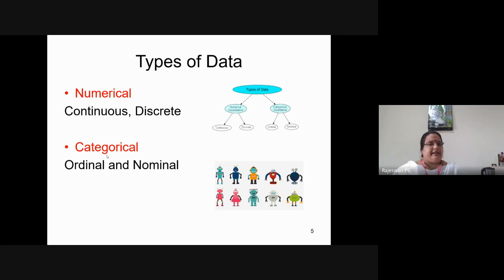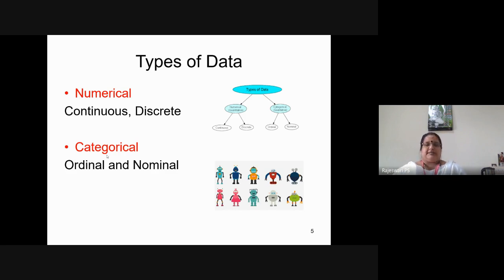We are with the elementary stuff. This you should know very carefully. Types of data are divided into two: one is numerical, the other one is categorical. Numerical, from the term you can understand, is quantitative, and categorical is qualitative. Quantitative, ma'am.